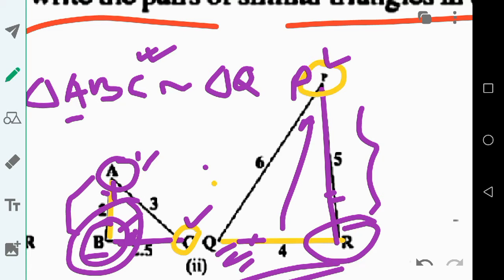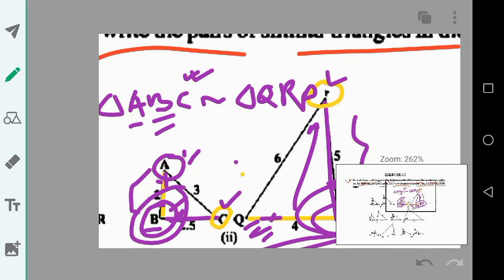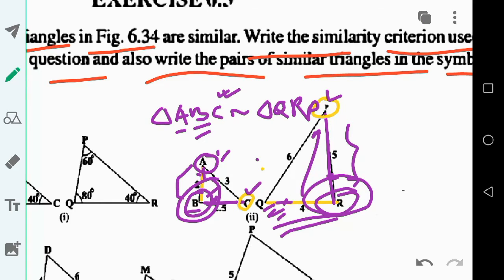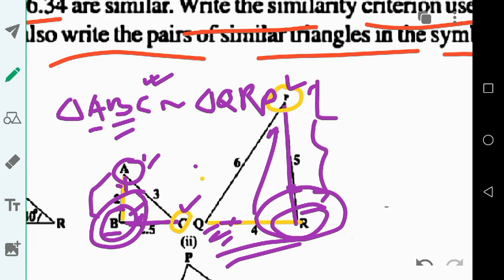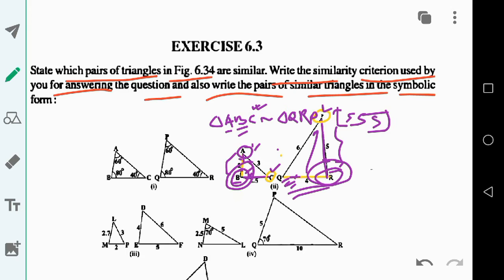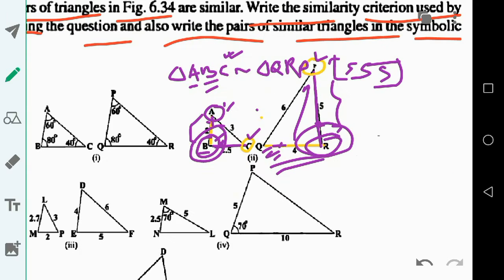Here B is corresponding to R, so R should be written at the middle as B is written at the middle. Okay, so that's how we can write it, and the criteria used here is side side side. That's how we can show these pairs of triangles are also similar.